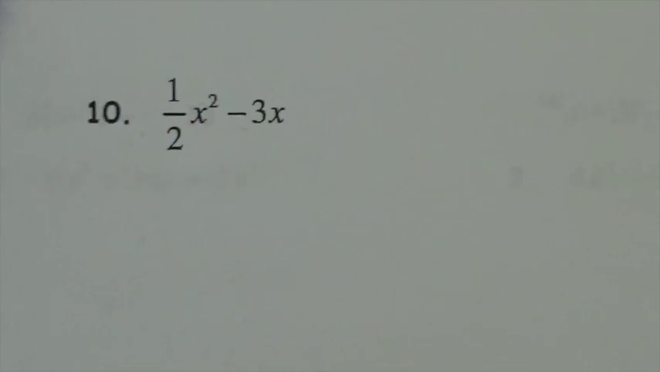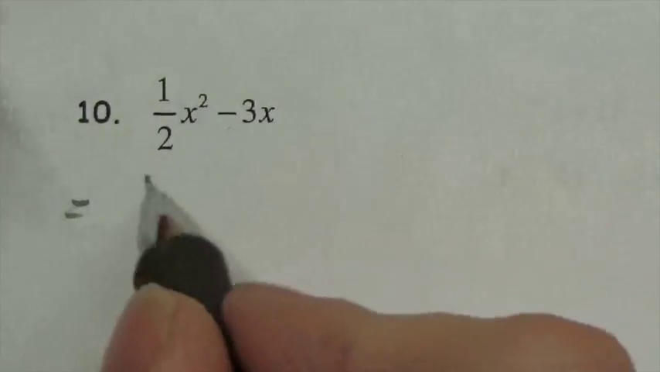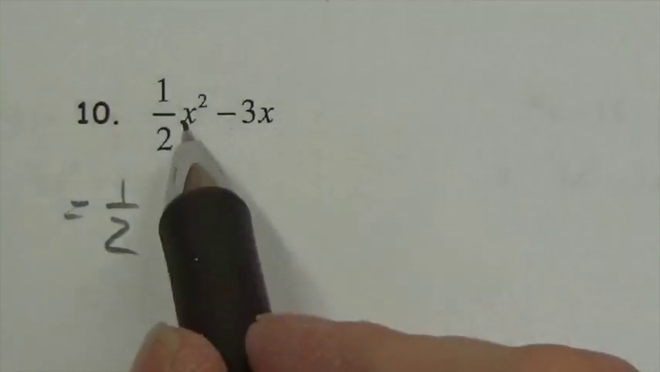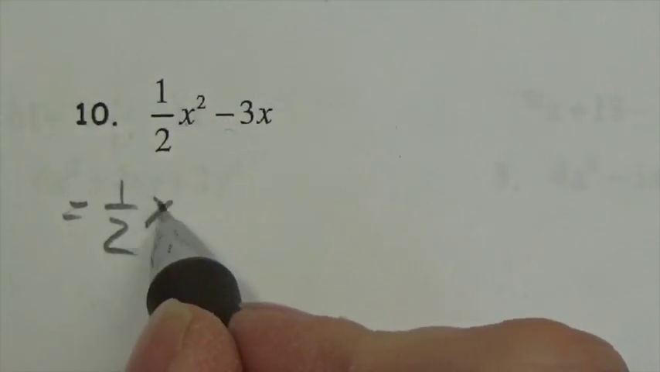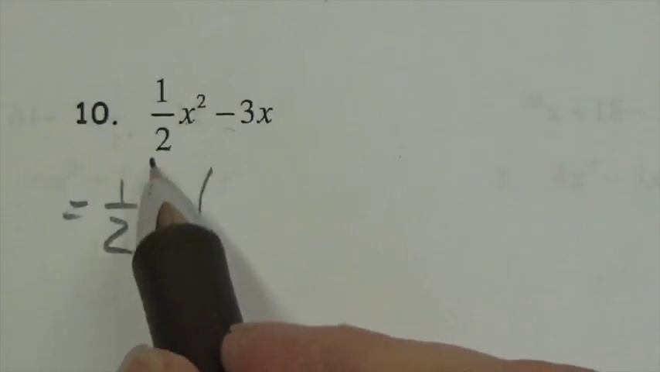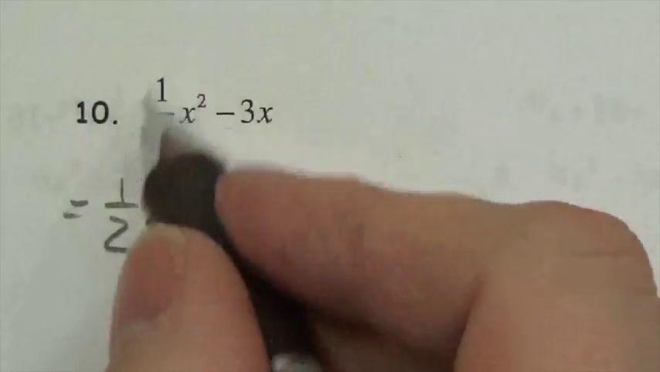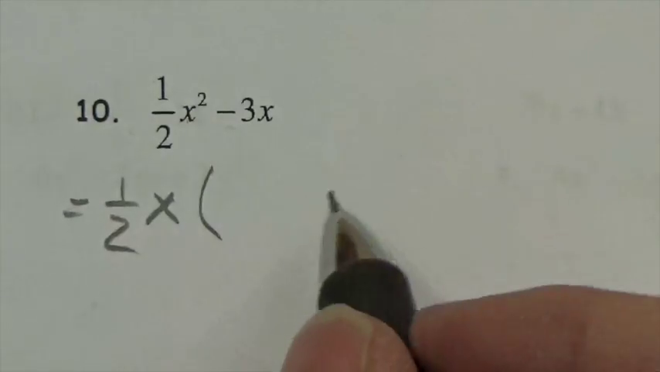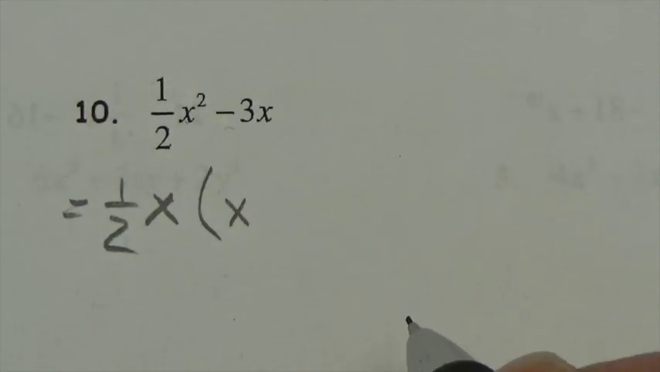Let's take a look at this last one here. Again, I see a 1/2 there. I am going to take out the 1/2 for sure. I've got an x squared and an x. The smallest exponent on the x is 1, so I'll take that out here. 1/2 x squared divided by 1/2 x. The 1/2 divided by 1/2 will be 1. X squared divided by x is just going to give me an x there.